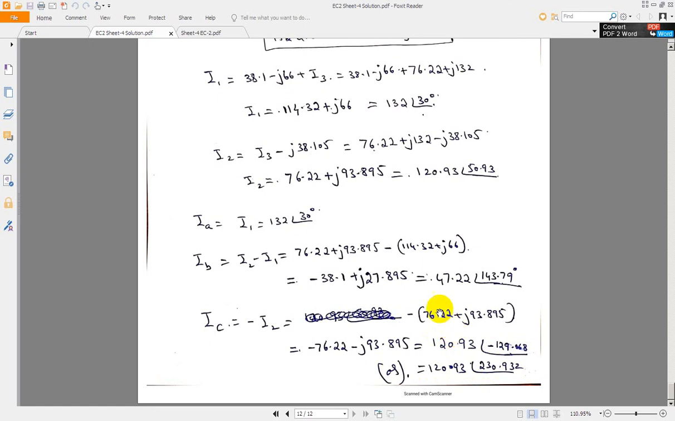This completes it. We got the line currents. This completes question number 10 as well as sheet 4. If you have any doubts, we can discuss. That's it for today.